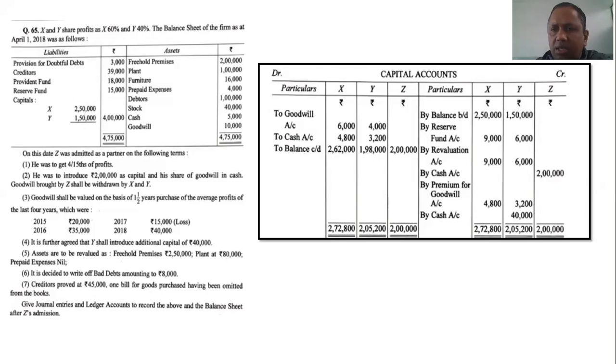Z will bring goodwill in cash, to be withdrawn by X and Y. So the goodwill premium is distributed 4,800 and 3,200. This 8,000 is distributed.